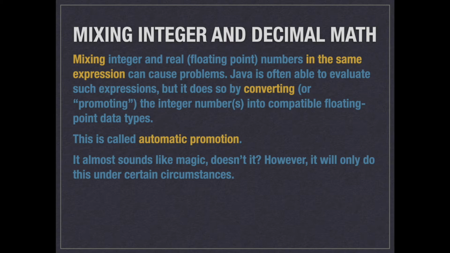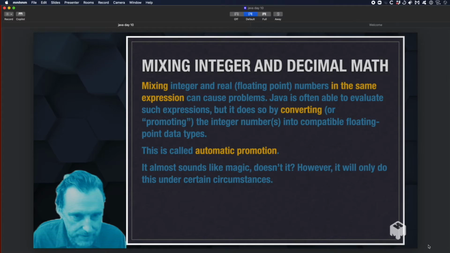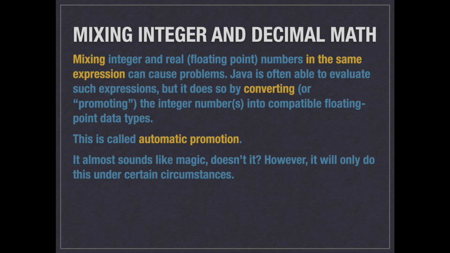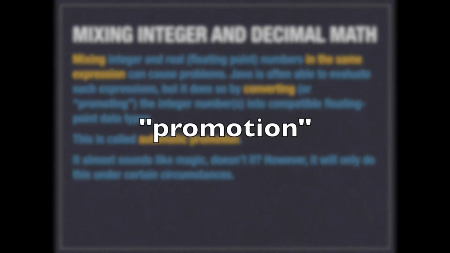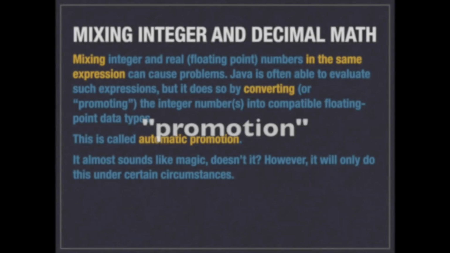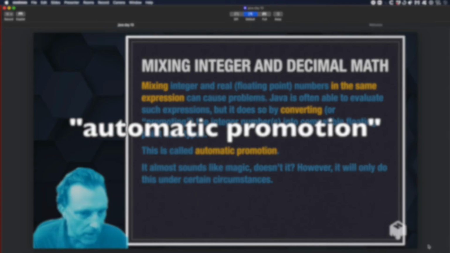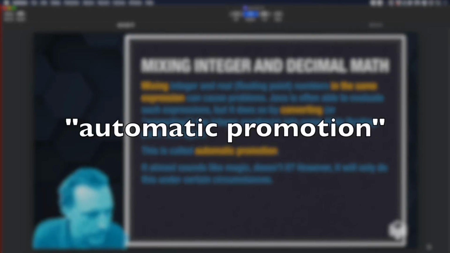So what it will try to do is convert everything to the same data type, except it will only do this in very specific cases. This process of conversion isn't called conversion, it's called promotion. And when it occurs automatically, it's called automatic promotion. So when Java does it, it's called automatic promotion. It almost sounds like magic.